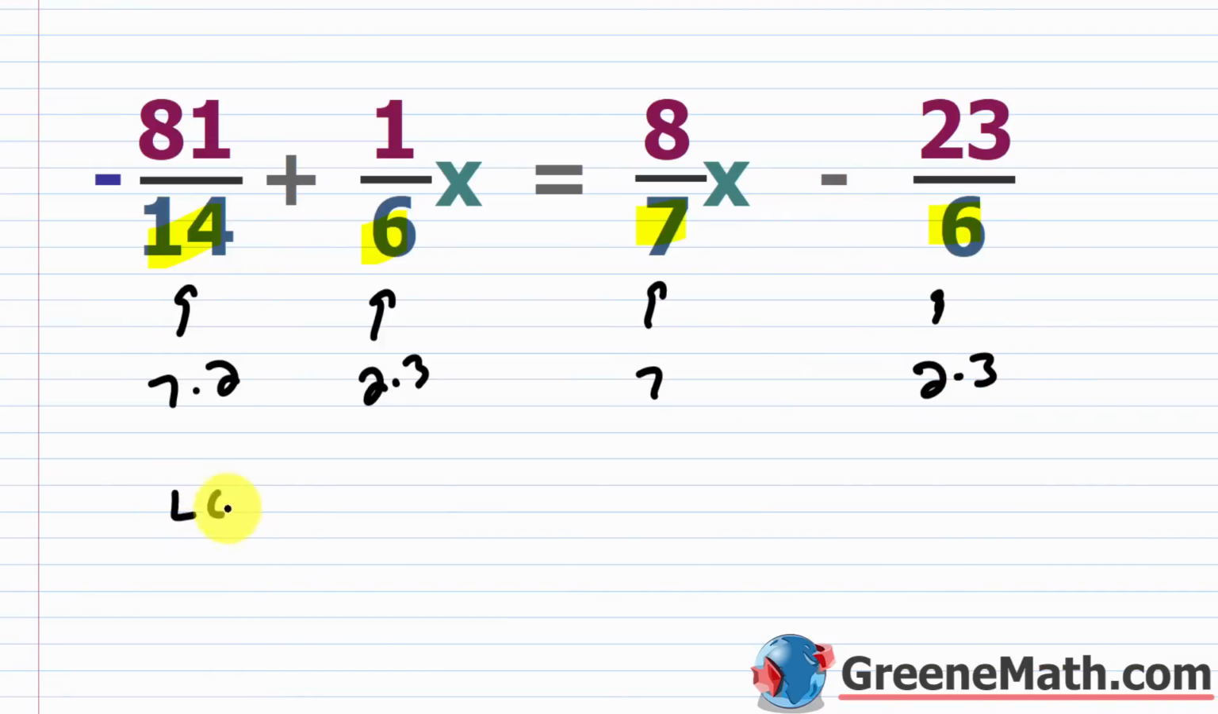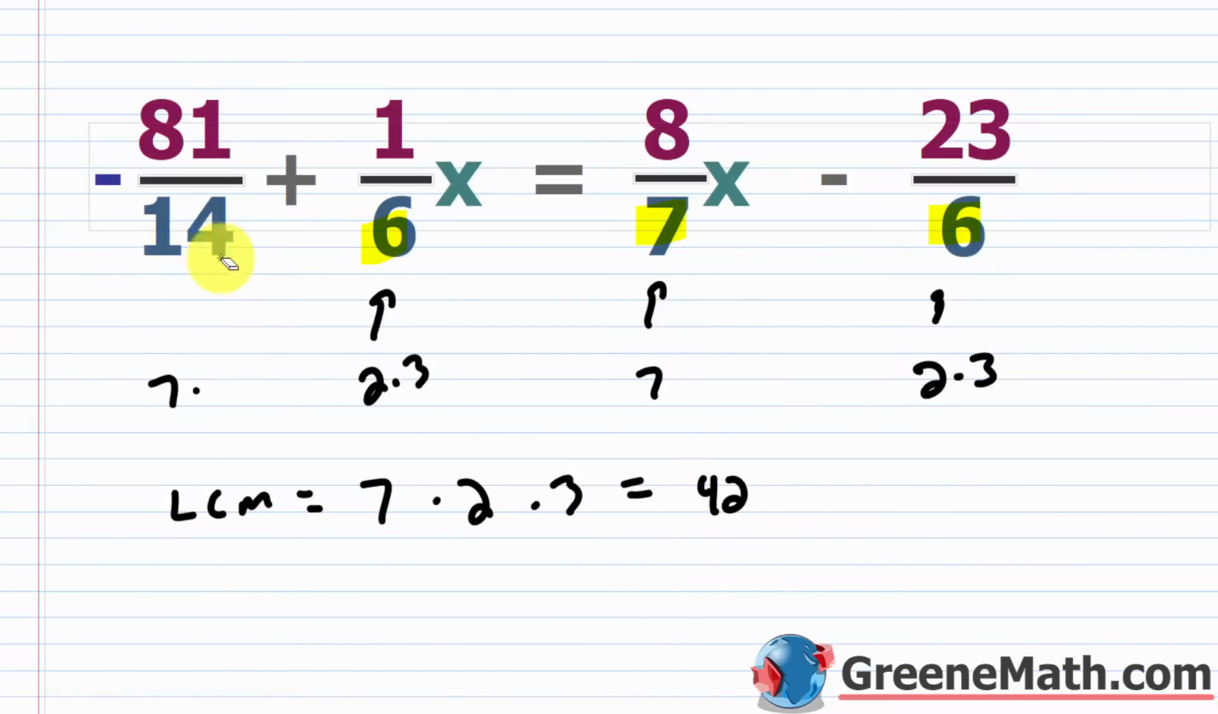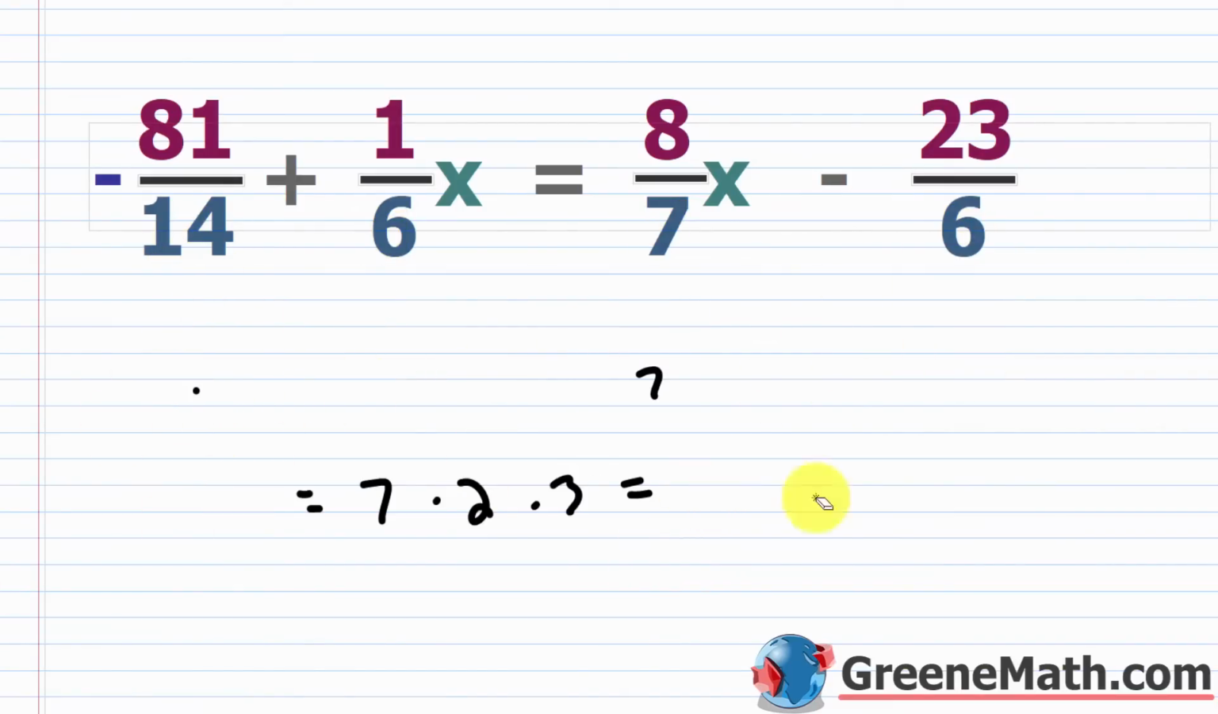So if I'm building the LCM, that would be what? Every prime factor goes in, but again, you use the largest number of repeats between the factorizations. So I have a 7 here and a 7 here, so 1 goes in. I have a 2 here, a 2 here, and a 2 here, so 1 goes in. I have a 3 here and a 3 here, so 1 goes in. So 7 times 2 is 14. 14 times 3 is 42. So that's what I want to use. So I'm just going to multiply both sides of the equation by 42. And let's just go ahead and do that.